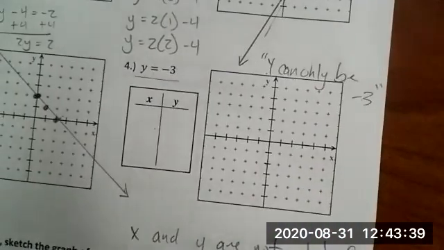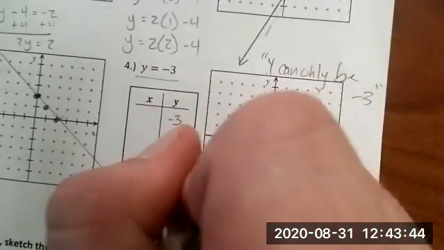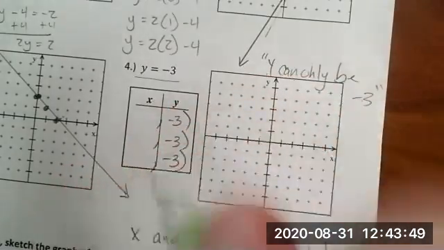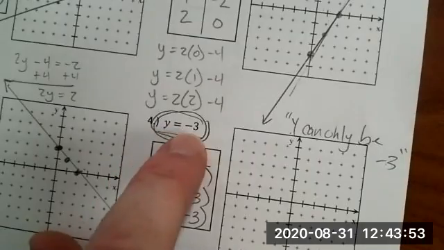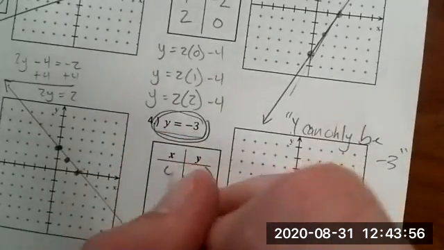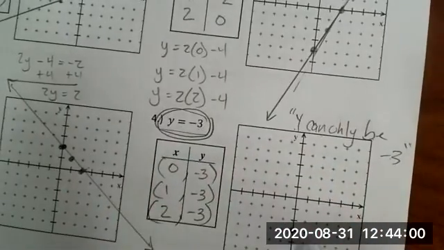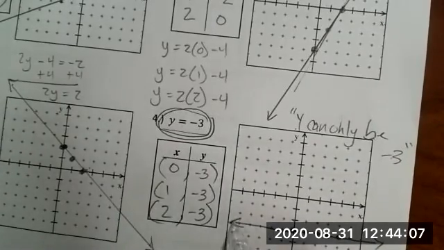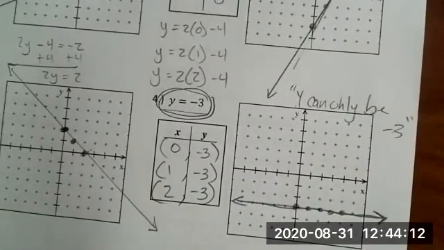So now, if it doesn't matter what x is, and y can only be -3, then all I need to do is randomly select 3 x coordinates. Because it doesn't matter what x is, y is always equal to -3. So I can go ahead and do 0, 1, 2, guys, but it really doesn't matter. 0, -3, 1, -3, 2, -3, 4, -3, 5, -3. Guys, y equals -3 is a horizontal line.